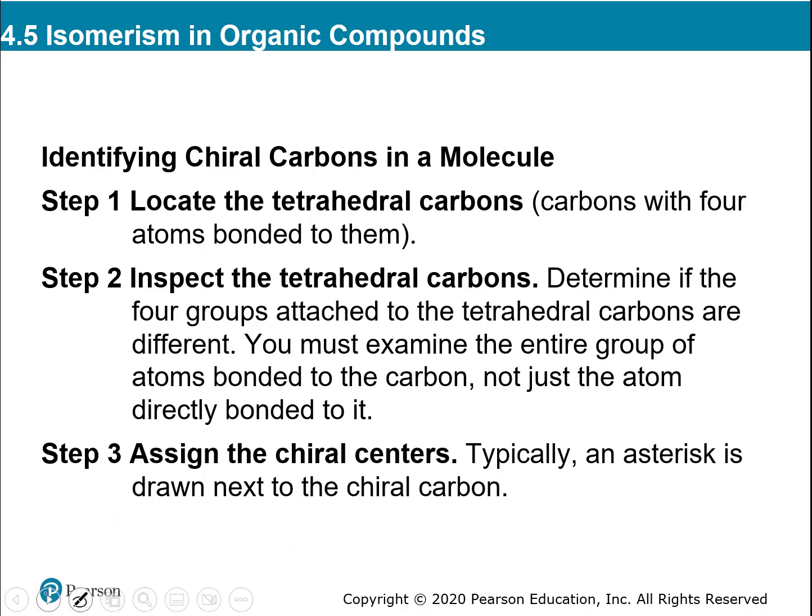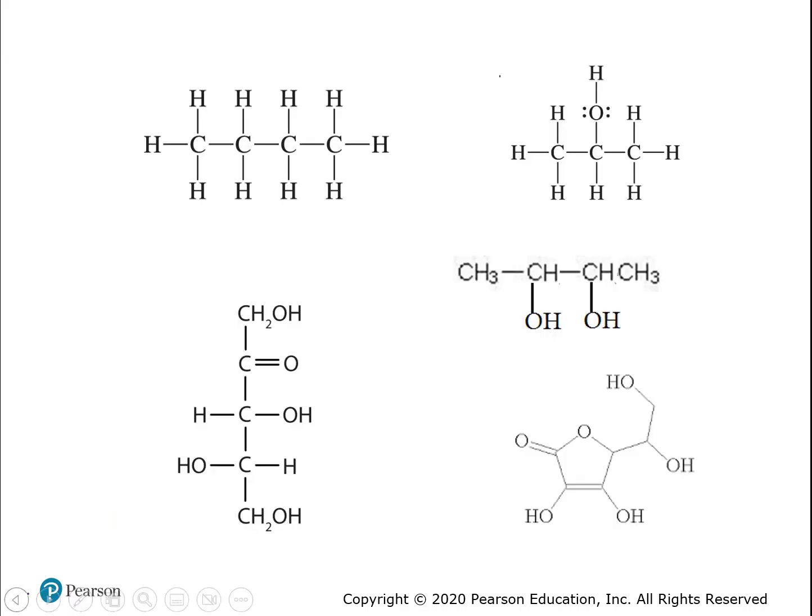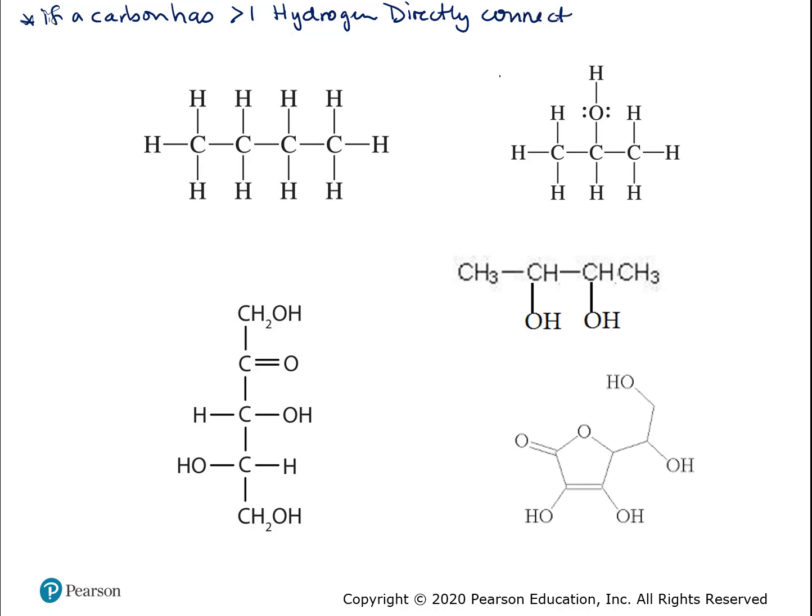So look at a couple of them here. So the rules, you can remember this. If a carbon has more than one hydrogen directly connected, it's never chiral, okay? So if a carbon has more than one hydrogen directly connected, it is not chiral.